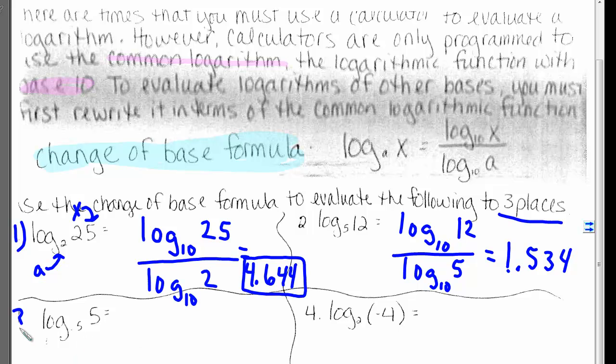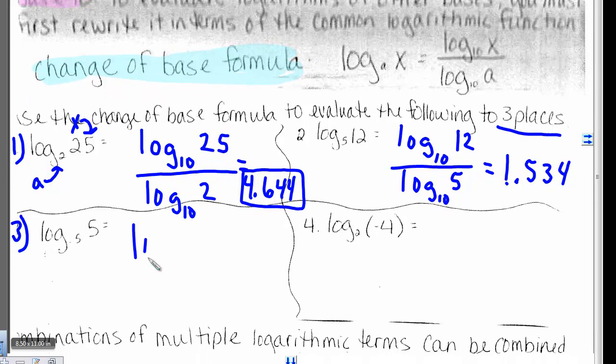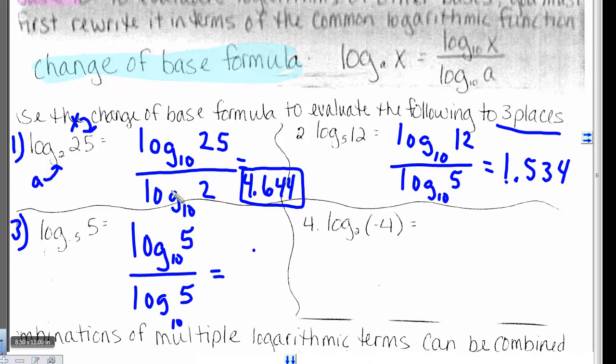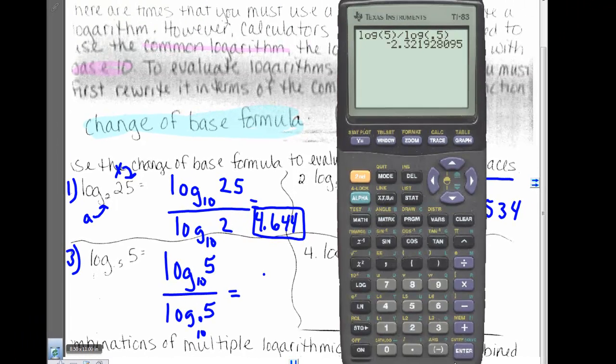Example 3. Okay, this is log base 10 of 5 divided by log base 10 of 0.5, that's 5/10. We get negative 2 and 322 thousandths.